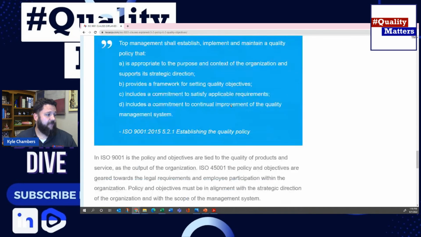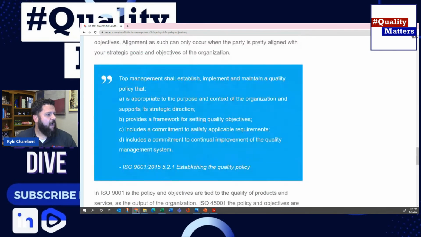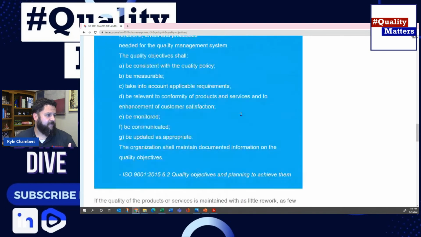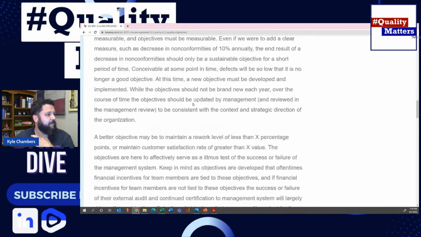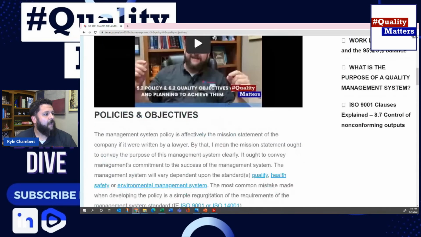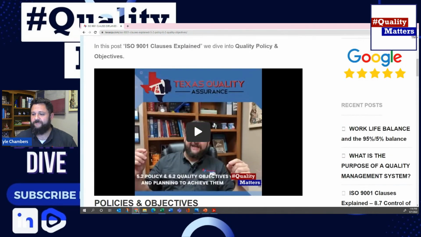Let's take a look here at the quality policy. I know I had an example in here. Give me a second. It's been a little while since I read through my own document here. We'll just talk about it here separately. I probably should take a little more time to do my homework.